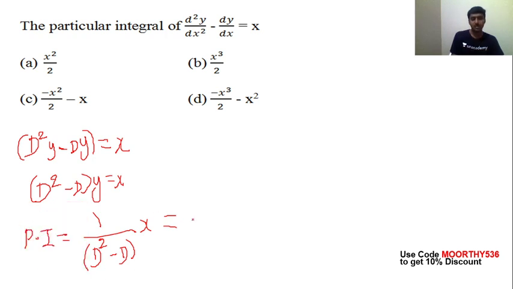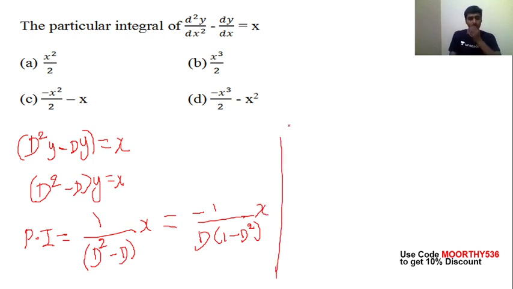We can write the same thing as minus 1 divided by D into (1 minus D) ... So here 1 minus D is in the 1 minus x format, and we have to replace this thing. It is equal to minus 1 divided by D into (1 minus D) the whole power minus 1, into x.